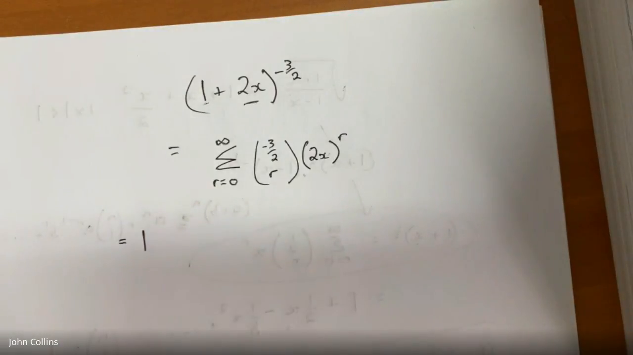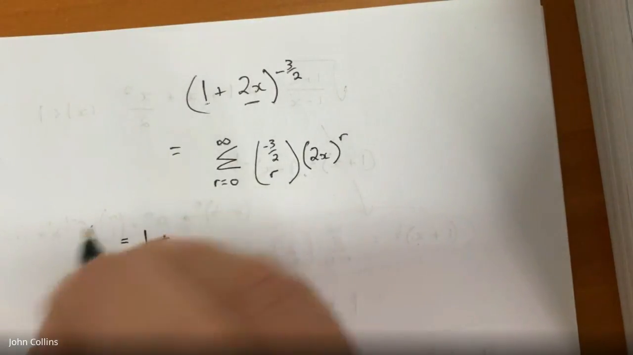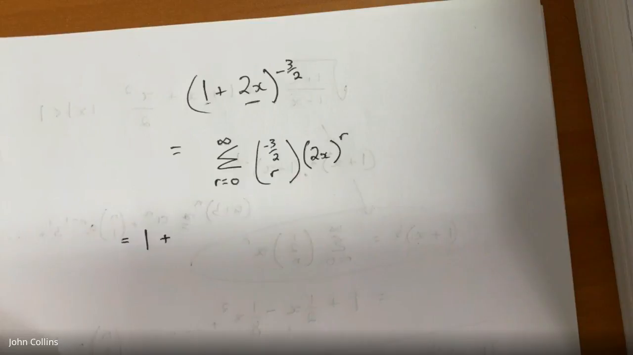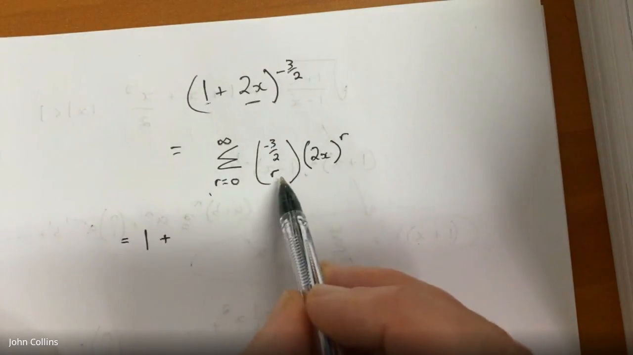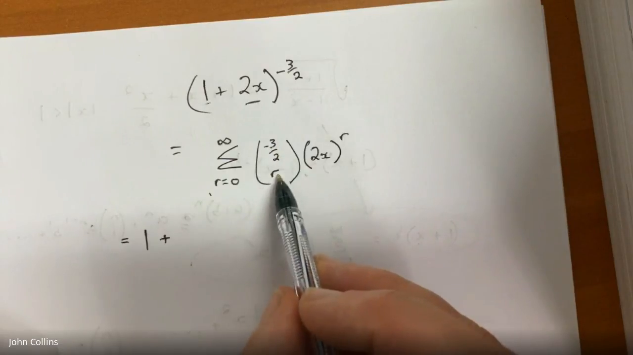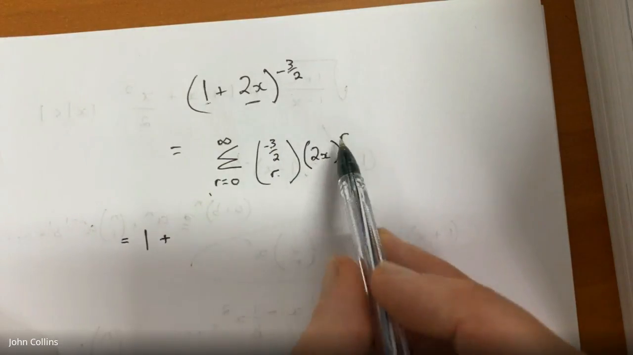Okay, that means we need to find the second term. Any ideas what we might start off with for the second term? So that's when r is 0, the answer is 1. So now r is 1. So it's going to be minus 3 over 2 choose 1, and it's going to be 2x to the 1.